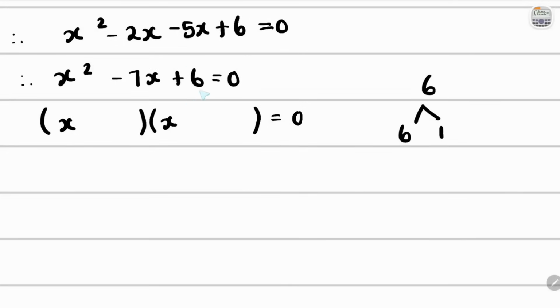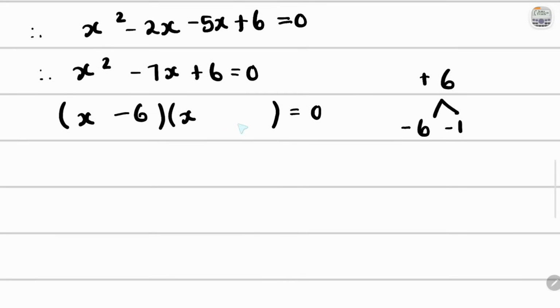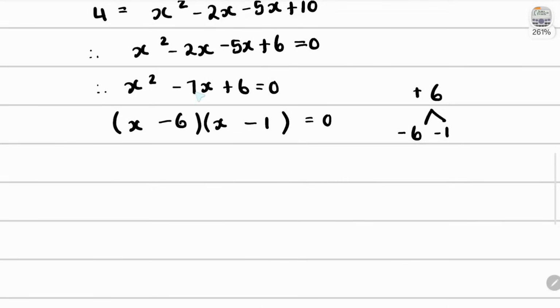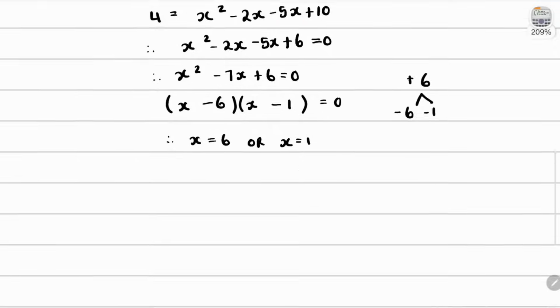Now we can see that the 6 is positive. So you can either make this positive 6 times positive 1 to get positive 6, but the middle term is negative. The other way is negative 6 and negative 1. Negative 6 times negative 1 gives us positive 6, and negative 6 minus 1 is negative 7. Therefore x is either equal to 6 or x is equal to 1, and those are our answers.